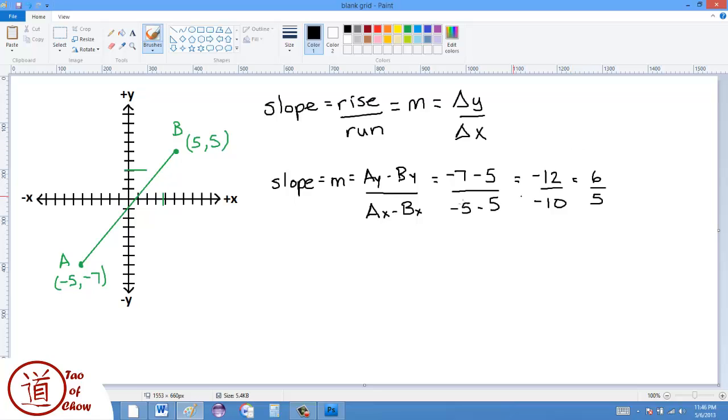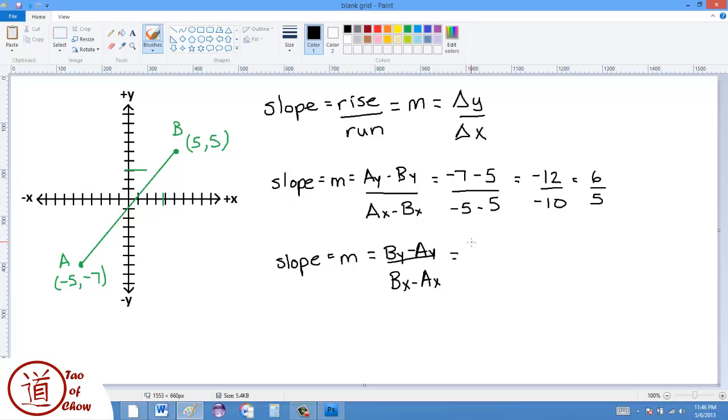A common thing that people ask me is, why doesn't it matter? And I'll demonstrate why it doesn't matter. If I did this in the opposite way, I chose to put b first, I'd get by minus ay divided by bx minus ax. And as I said, it doesn't matter so long as if the a's come first on the top, they have to come first on the bottom. If b comes first on the top, then it has to come first on the bottom as well.